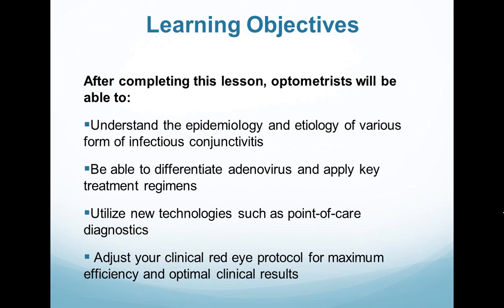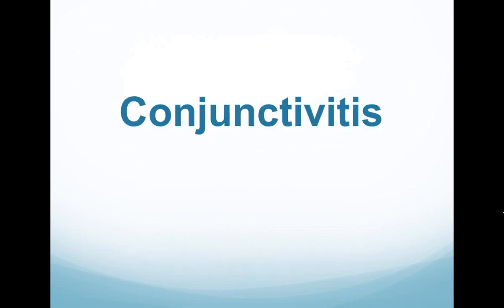So learning objectives today are going to be: what's the epidemiology and etiology of the various forms of infectious conjunctivitis? Going to look at how to differentiate adenovirus and apply key treatment regimens, which we didn't have in the past. We're going to talk about new technologies such as point-of-care diagnostics and, of course, the Adeno Plus. And then how will this affect and adjust your future protocols?